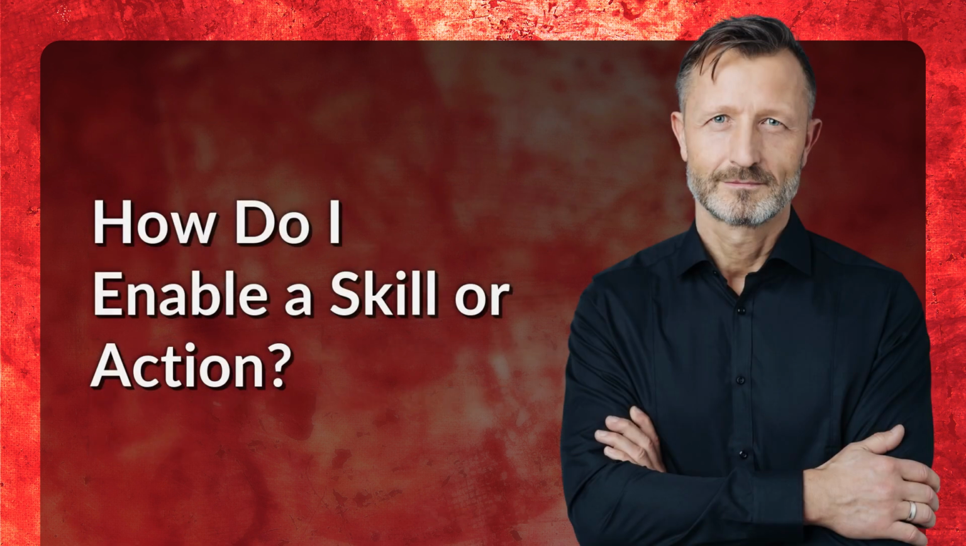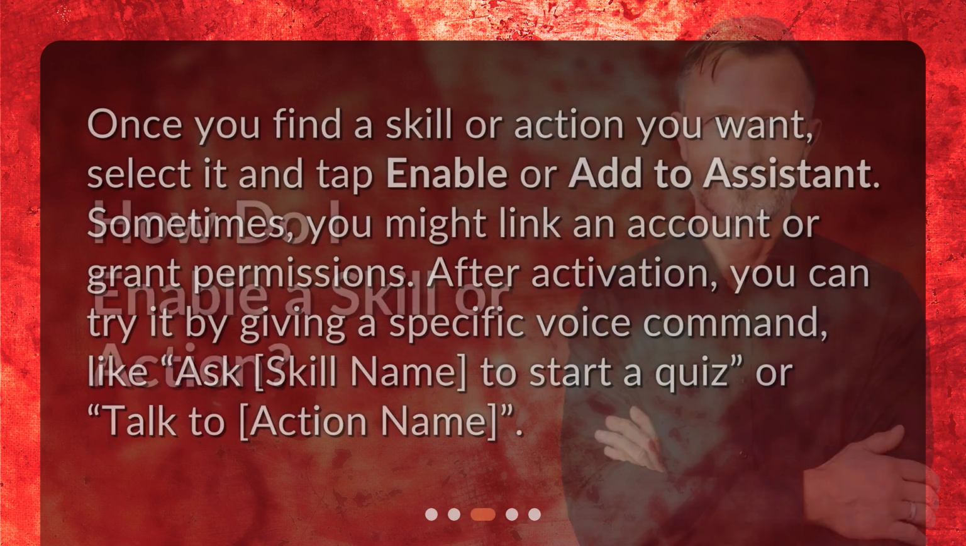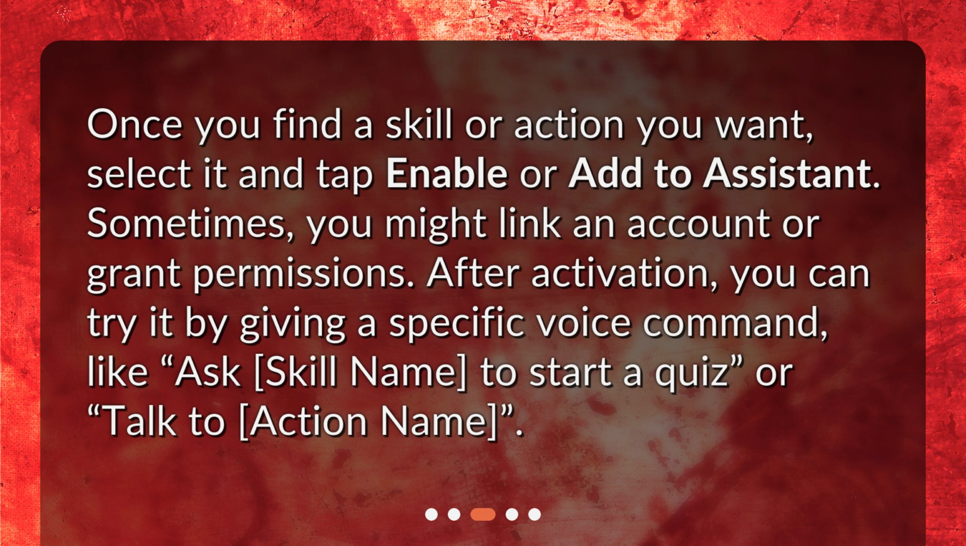How do I enable a skill or action? Once you find a skill or action you want, select it and tap Enable or Add to Assistant. Sometimes you might link an account or grant permissions. After activation, you can try it by giving a specific voice command, like Ask Skill Name to start a quiz, or Talk to Action Name.